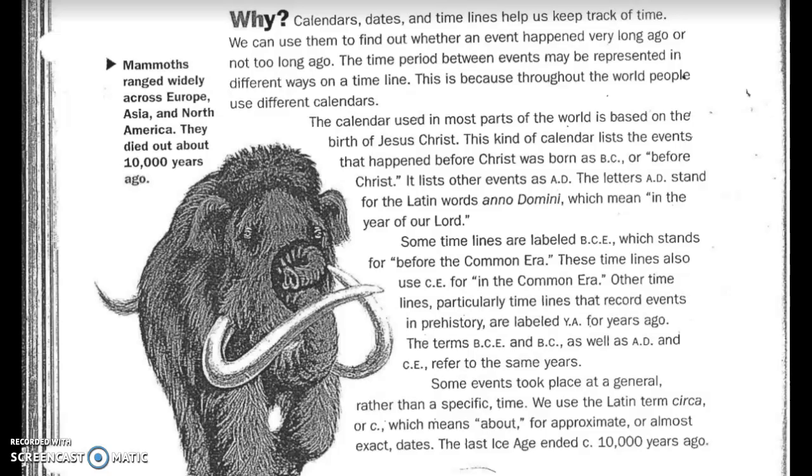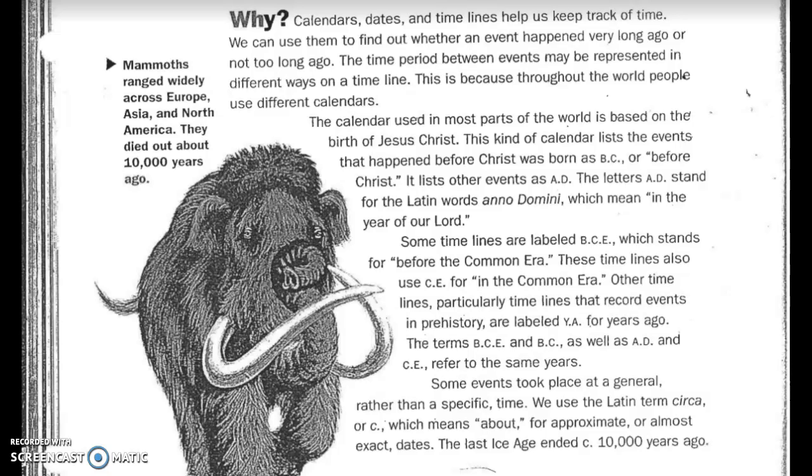Some timelines are labeled BCE, which stands for Before the Common Era. These timelines also use CE for In the Common Era. Other timelines, particularly timelines that record events in prehistory, are labeled YA for years ago. The terms BCE and BC, as well as AD and CE, refer to the same years.